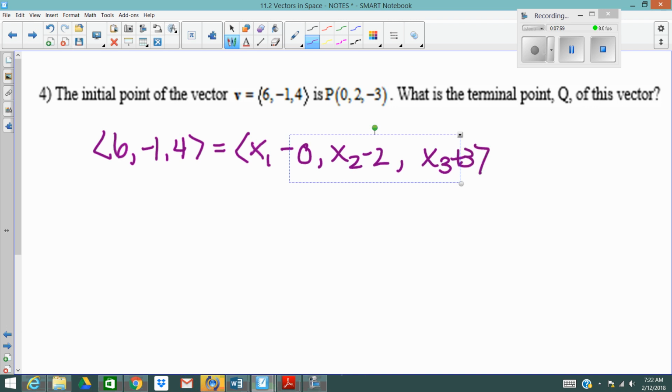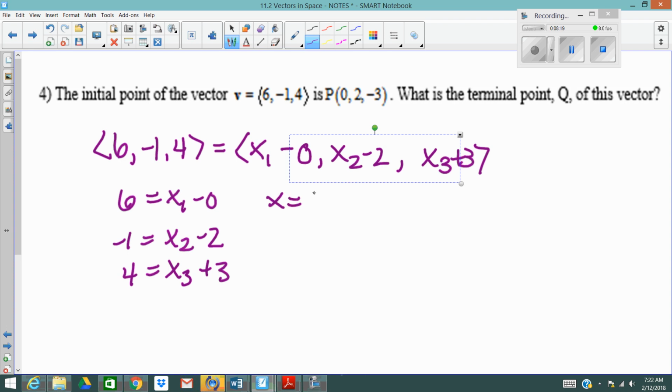So what we're going to do is set each component equal to each other. So 6 is equal to x1 minus 0, -1 is equal to x2 minus 2, and 4 is equal to x3 plus 3, and then we solve. So we get x1 is 6, x2 is 1, and x3 is 1. So my vector q is 6, 1, 1.